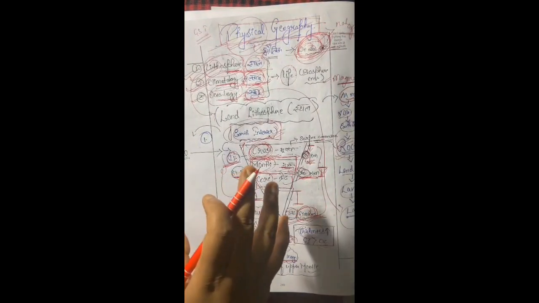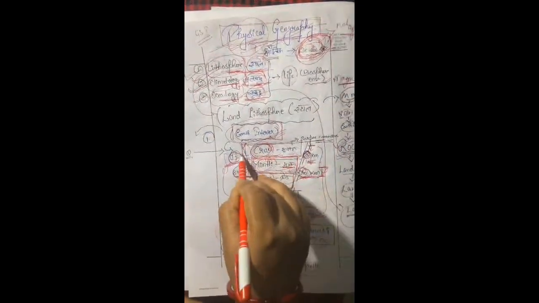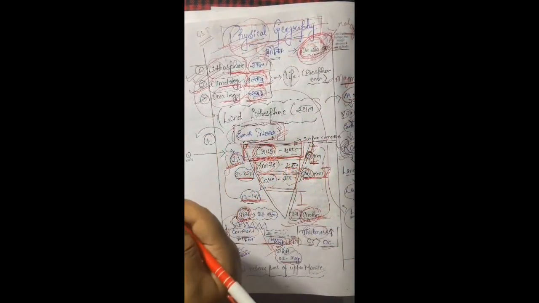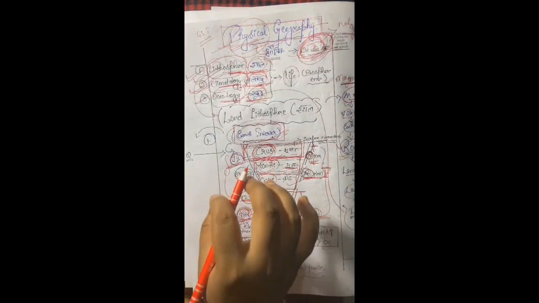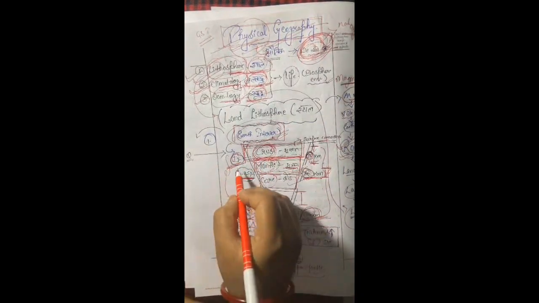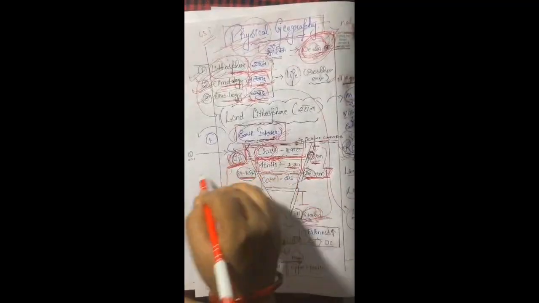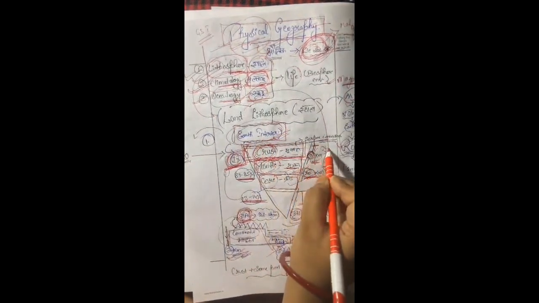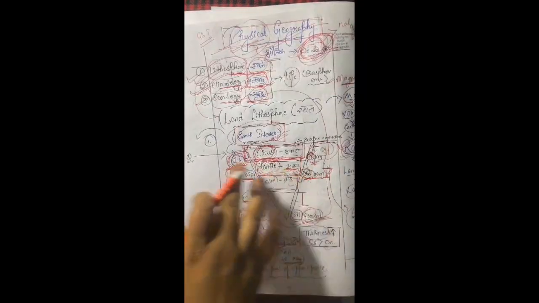So the first one we will see is the crust. Crust means bhuparpatti, the surface part. This is the topmost layer where we live. It makes up only about 1% of the earth's total volume and goes down to an average depth of 34 kilometers, as we see here.